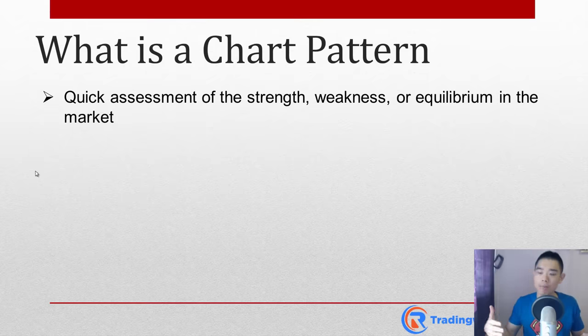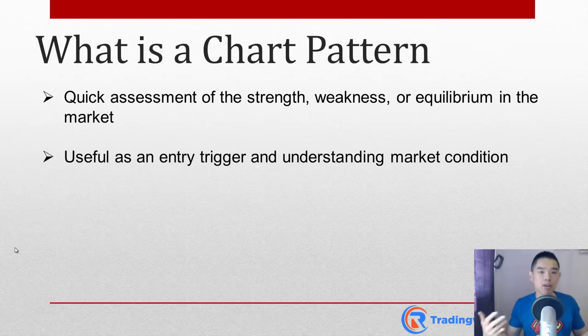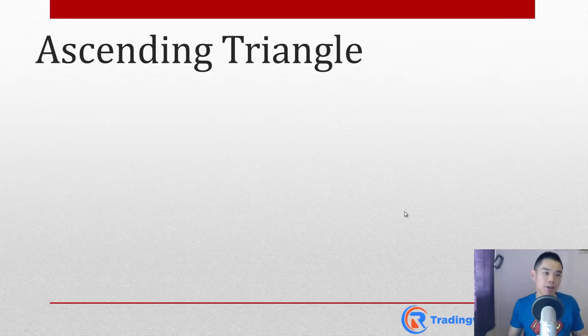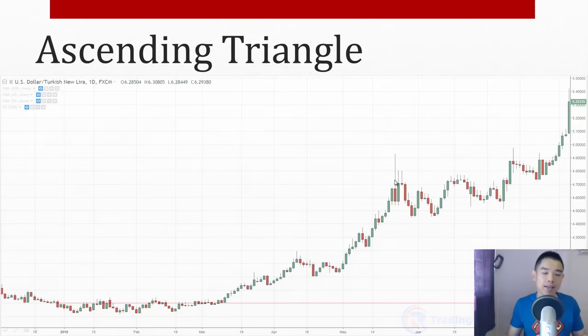It tells you whether the buyers are in control, whether sellers are in control, or whether both of them are pretty much in equal strength. So they summarize a number of candlestick patterns to give you the big picture. This can be used as an entry trigger and to understand the current market condition. The first pattern I want to share with you is an ascending triangle pattern. This is a sign of strength.